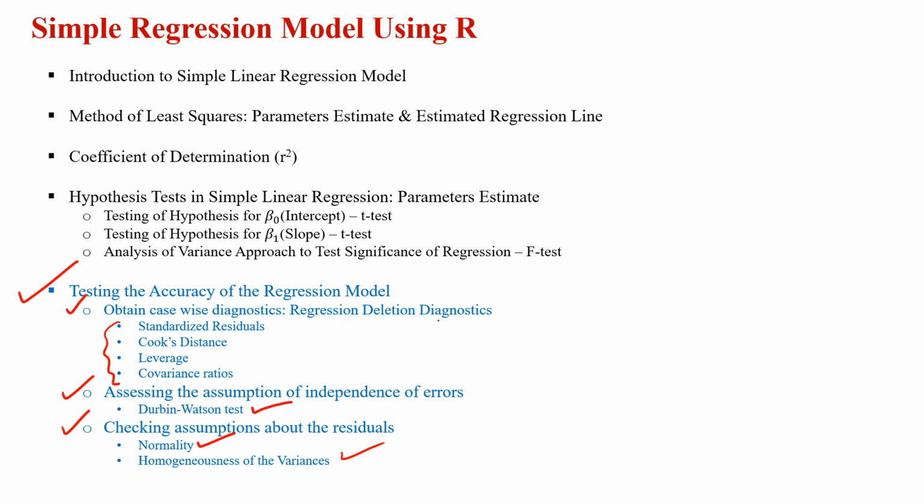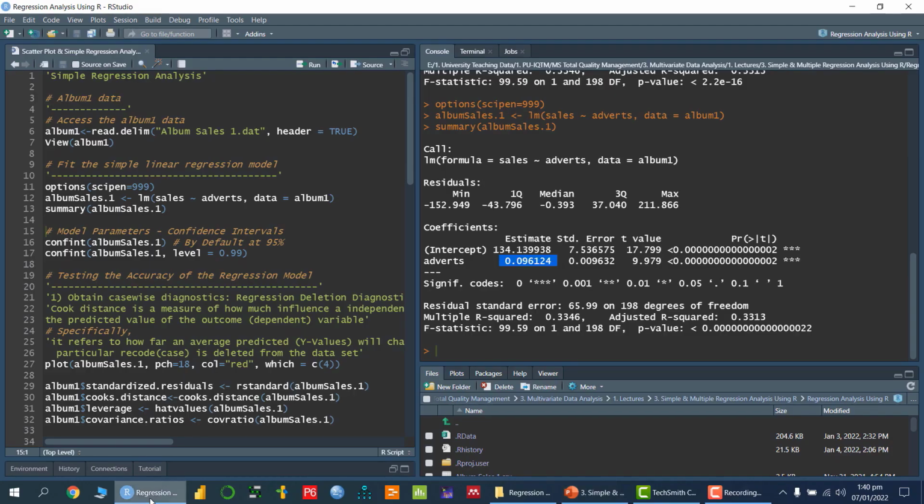Okay, regression deletion. That means there are some rules available which we can use, that if a particular data point is violating these rules, we can delete that data point, or you can say that case. And then after deleting that case, we again run the regression model in order to see whether our regression model fitness is still significant or whether the coefficient of determination is improved or not. Okay, so before testing this one, let me go again to the code.